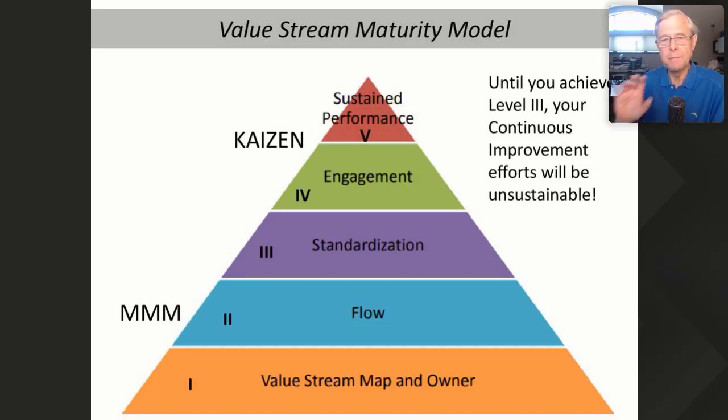Because here's the thing, until you achieve level 3, this level here, any kind of Kaizen or changes you make to that process or to that value stream are not going to be sustained. Pretty much guaranteed. You're going to come back a year later and all these great ideas that you implemented are not going to be there. The only way they're going to sustain without reaching level 3 is if someone stands over the process and doesn't let it backslide.